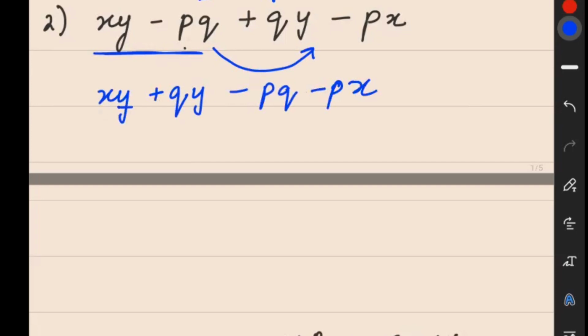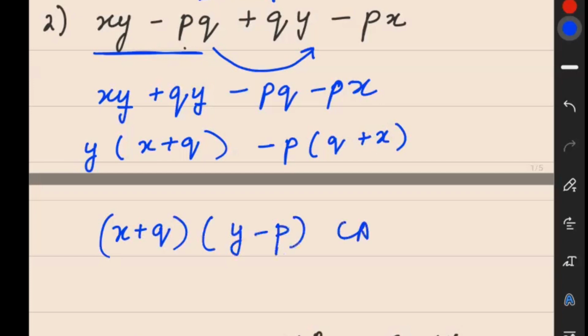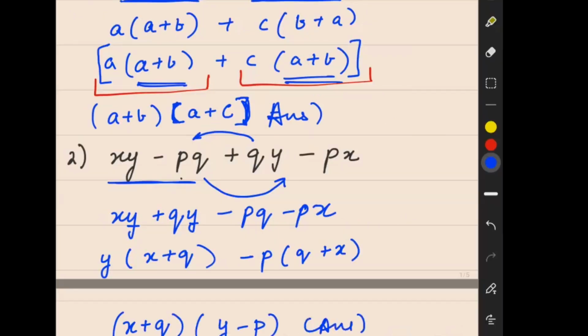Now we can see a common y here. We take out y, x plus q. We can see a common minus p here. So q plus x. Now we can see x plus q and q plus x are the same by commutative property. We can take it out, x plus q, and inside what remains? y minus p. So this becomes the answer for the second question.